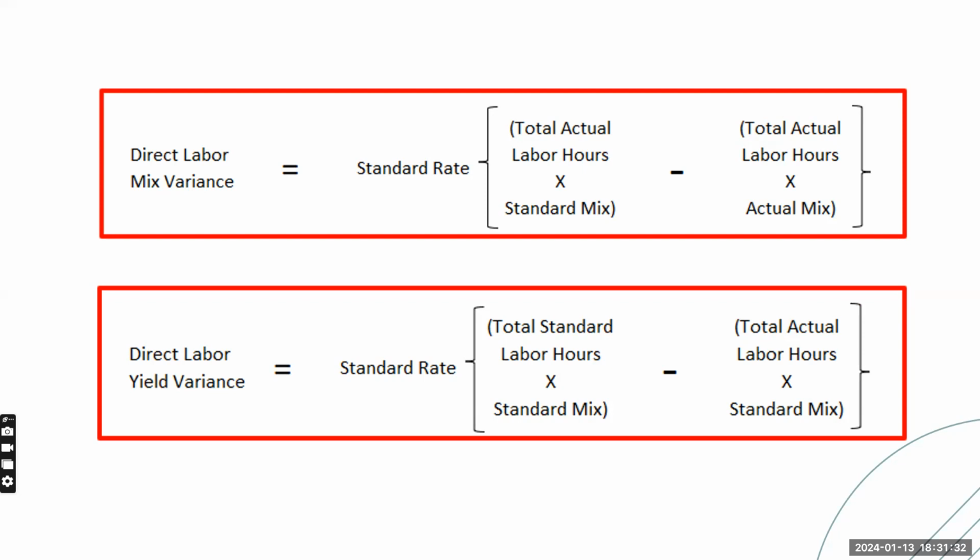There are skilled labor, semi-skilled labor, unskilled labor. There are contract basis ones, part-time and full-time workers. Likewise, we have different types of workers, so for workers also we use a mix. If we are using 2 skilled workers and 1 semi-skilled worker, that is a mix. Same thing: standard rate multiplied by actual labor hours on actual production multiplied by standard mix, and the actual labor hours on actual production multiplied by actual mix.